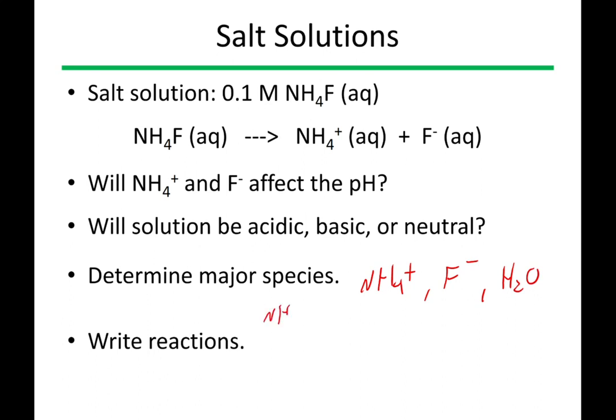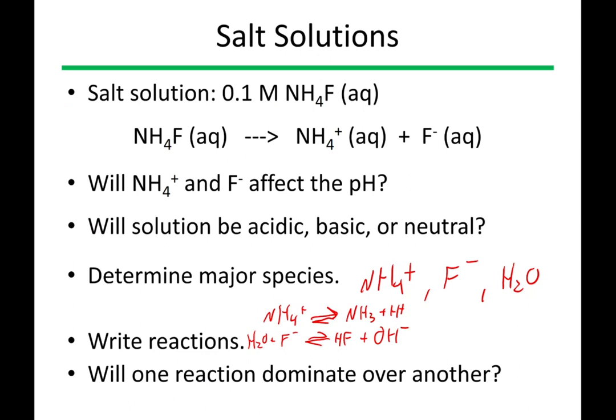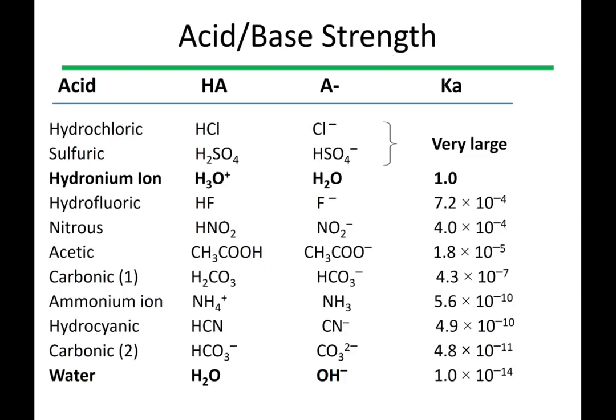So NH4+, that's a weak acid, so we'll get NH3 plus H+. And F- is a weak base, so we'll get HF plus OH-. And so what we need to do is determine whether one of these reactions will dominate over the other. So we have NH4+ and F-. To do that, we'll look at this table. So there's our NH4+ and our Ka of 5.6 times 10 to the negative 10.